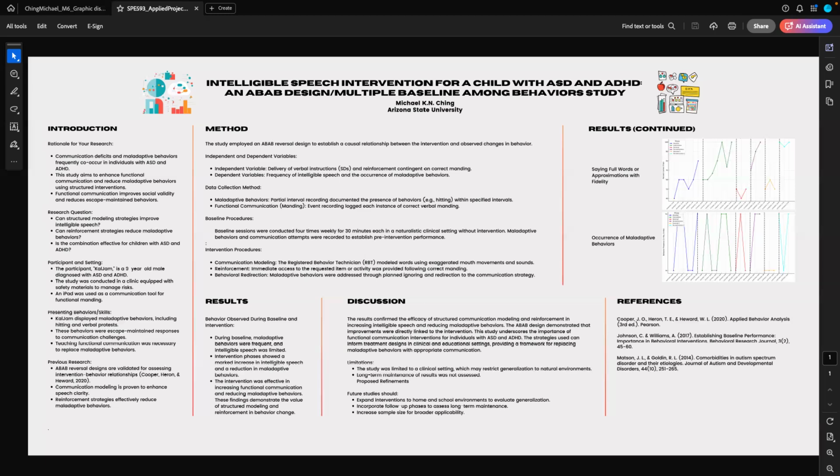For future studies, I recommend expanding to more diverse environments in order to work on generalization. I also recommend incorporating follow-up phases and increasing the sample size to broaden applicability. And in terms of generalization, we do not just mean locations and settings. We also want to generalize the people that he is doing these programs with. That includes parent follow-through at home and any other stakeholder or caregiver involved.